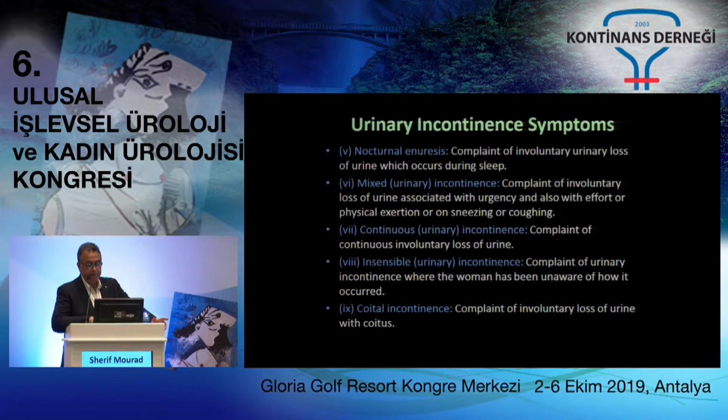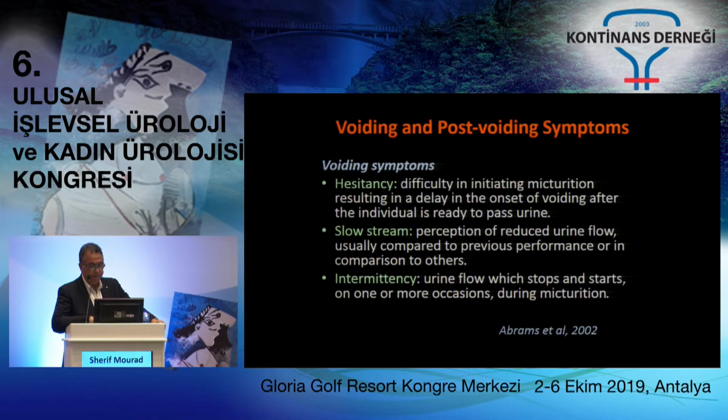Nocturnal enuresis, mixed incontinence, continuous incontinence, and insensible incontinence. And this is another new one, which is the complaint of urinary incontinence where the woman has been unaware of how it occurred. Some women come to complain of this, and this is actually one of the very difficult complaints. Coital incontinence is the involuntary loss of urine with coitus.